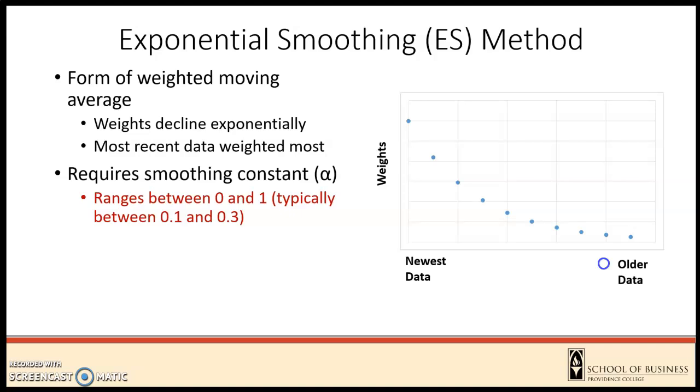So a constant of 0.3 means that we're going to be taking, as part of our entire forecast, 30% of the weight on the last month, and it's going to decline exponentially past that.